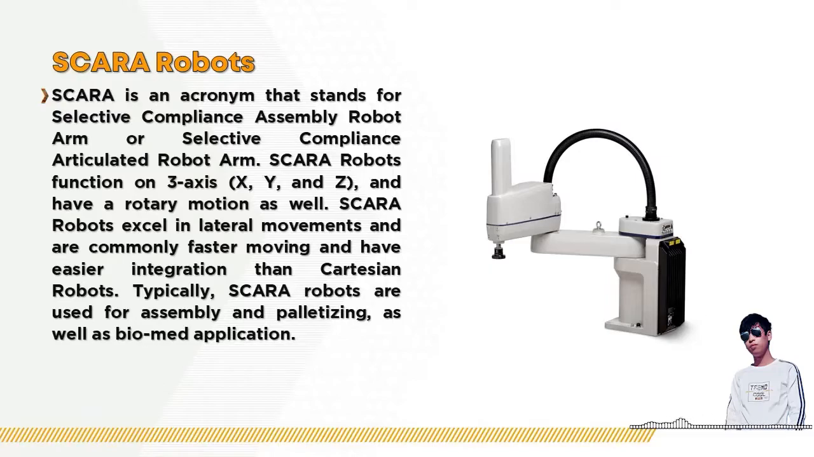Next is the SCARA robots. SCARA is an acronym that stands for Selective Compliance Assembly Robot Arm or Selective Compliance Articulated Robot Arm. SCARA robots function on three axes, X, Y, and Z, and have a rotary motion as well. SCARA robots excel in lateral movements and are commonly faster moving and have easier integration than Cartesian robots. Typically, SCARA robots are used for assembly and palletizing as well as biomed applications.